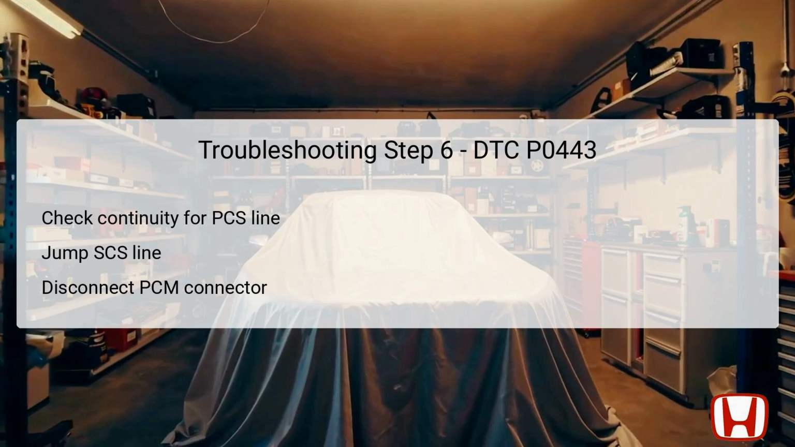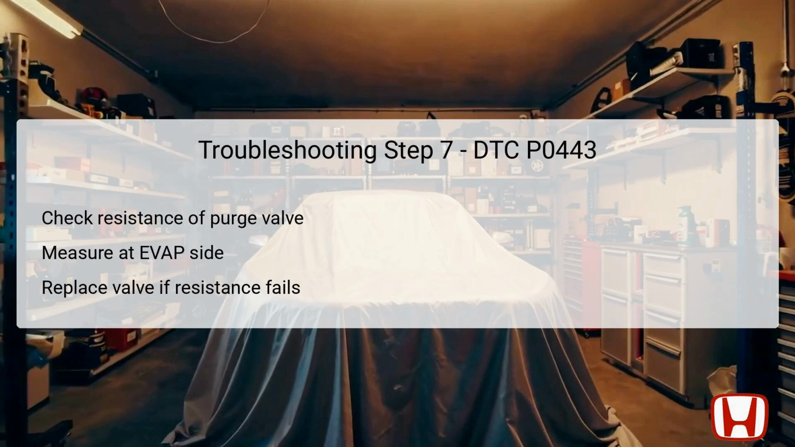A continuity check allows you to determine if the PCS wire is functioning properly. If continuity is confirmed, the wire is intact. Conversely, should continuity be absent, an open in the PCS wire needs to be repaired immediately to restore the functionality of the EVAP system. In this final troubleshooting step, ensure the vehicle is turned off to safely measure electrical resistance.